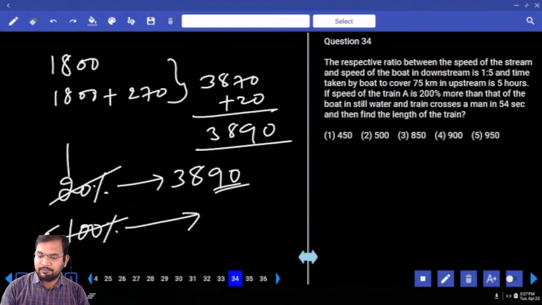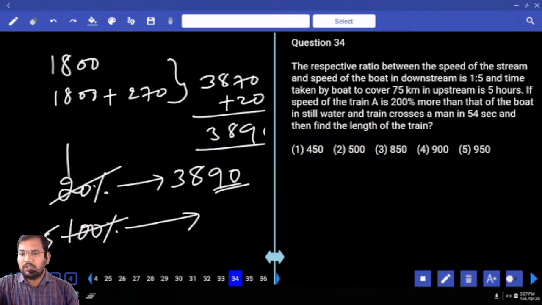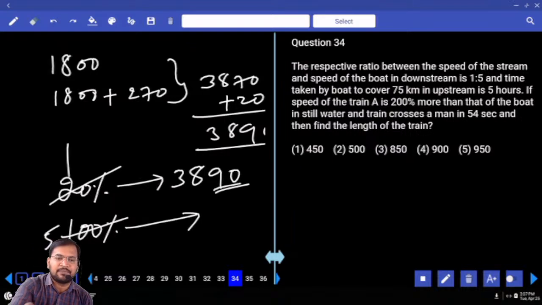Next question is what? The respective ratio between the speed of the stream and the speed of the boat in downstream is 1:5. And the time taken by the boat to cover 75 kilometers upstream is 5 hours. The speed of the train is 200% more than that of the boat in still water. And the train crosses a man in 54 seconds. Then find the length of the train.